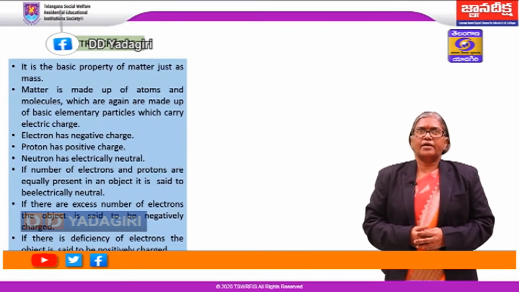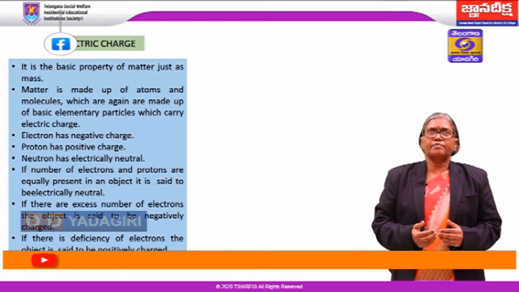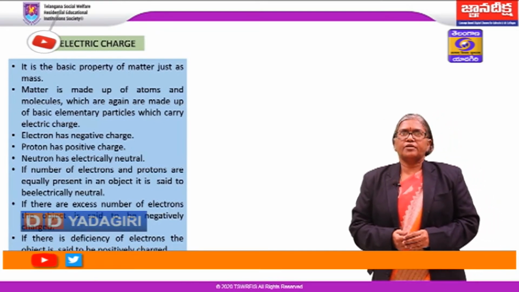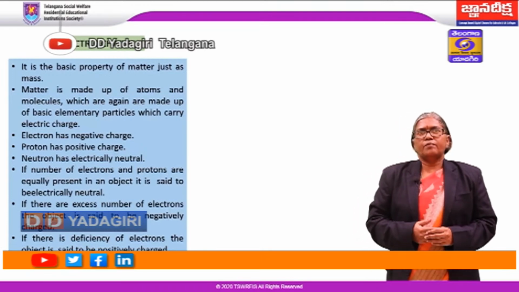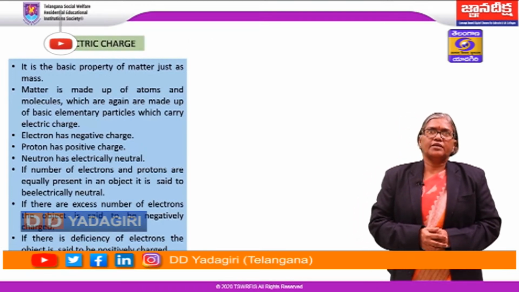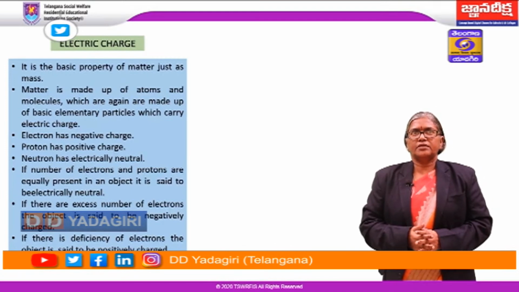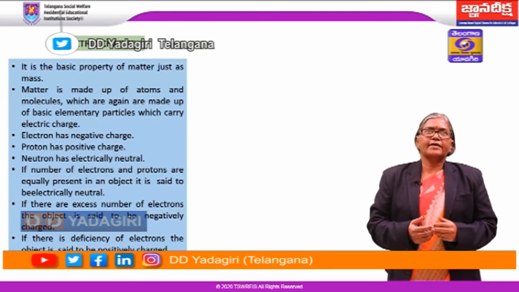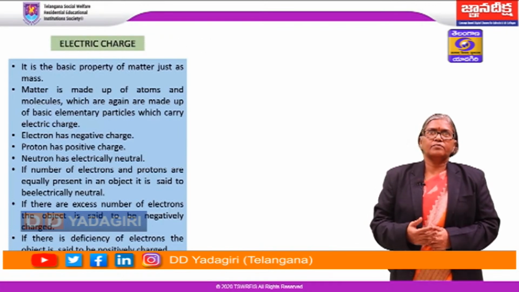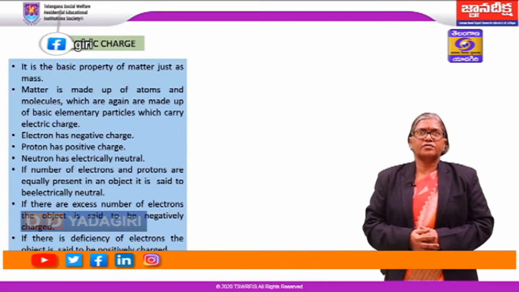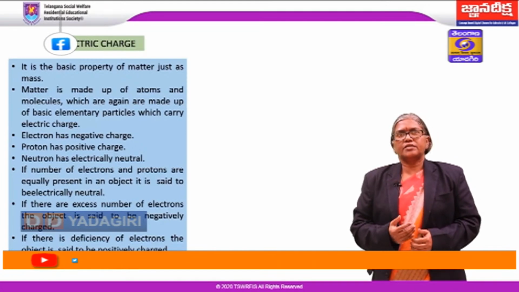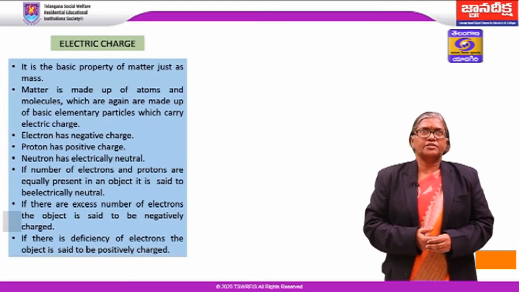The charge value on the electron and proton is the same, and it is 1.6 × 10^-19 coulombs. If the numbers of electrons and protons are equal in an object, that object is said to be electrically neutral. If there is an excess number of electrons, the object is said to be a negatively charged body. If there is a deficiency of electrons, the object is said to be positively charged.